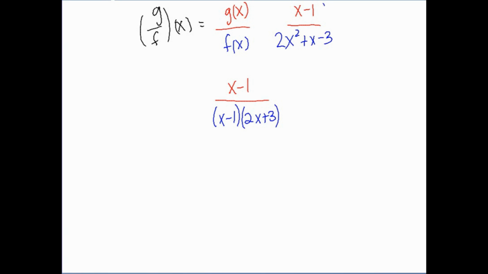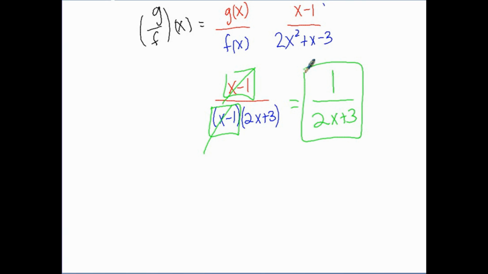But again, I see my x minus 1 here and my x minus 1. They cancel each other out. But what's left? Something is left, because I can't just write 2x plus 3. I know I don't have a 0 right here. What I need to write is that I'm still left with something in my numerator, and that something is a 1. And so this would be our final answer for g over f of x.